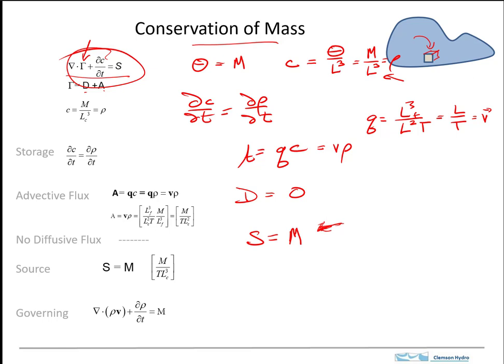Okay, so we can substitute these terms into this general equation, and we've got the divergence of the flux. It's just the advective flux, which we have right here. So that's the divergence of the flux there, and then we add to that the storage term, which is this, and then we have the source, which we're just calling cap M. Okay, so that's the conservation of mass.